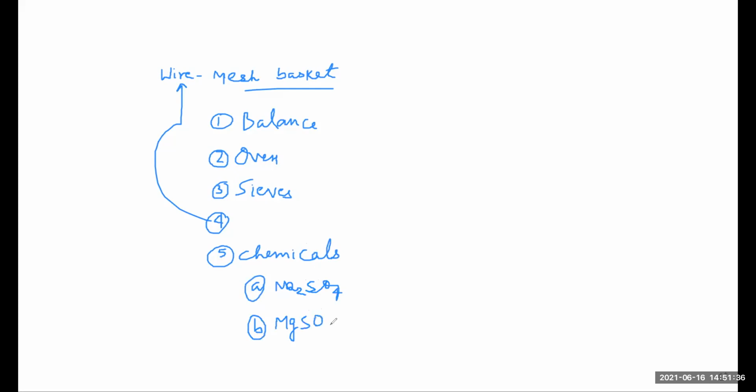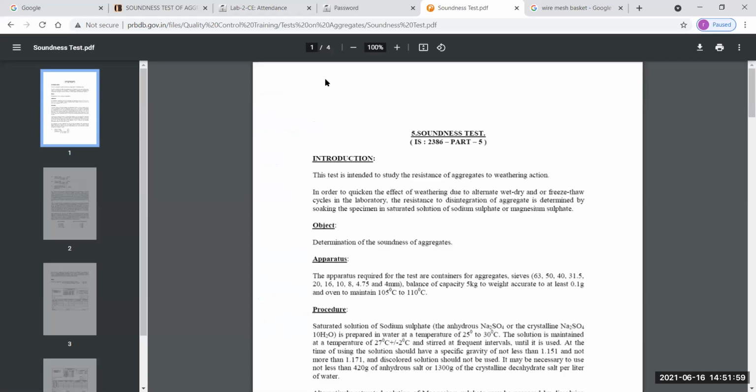Is it clear to everyone? Yes, sir. Okay. So basically, these are the apparatus which we require during checking the durability of aggregate, or to check the soundness test of our aggregate.